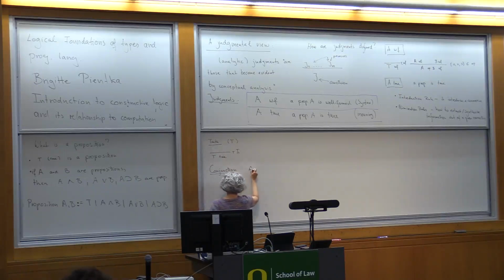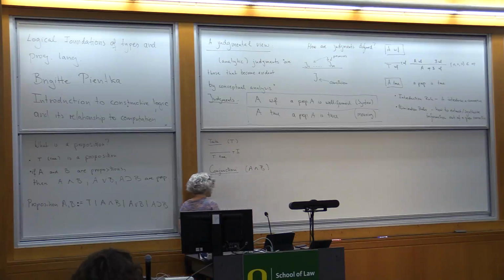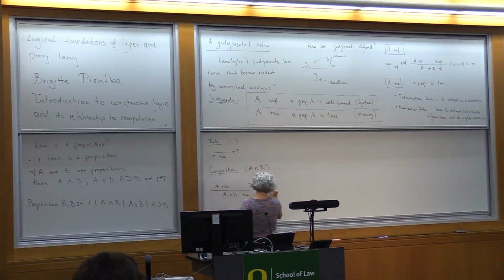So A and B is my proposition. How would I introduce a proof for A and B? When is A and B true? Well, if I have a proof of A as being true, and I have a proof of B as being true, I have two premises, then I can establish a proof of A and B being true. Okay, so that's my and introduction rule.